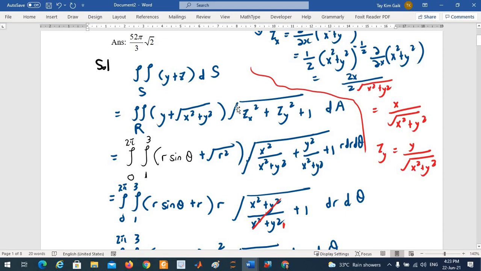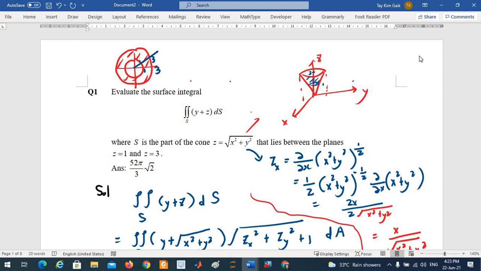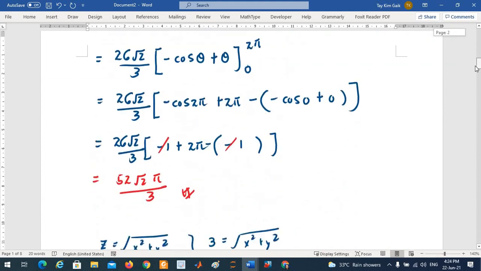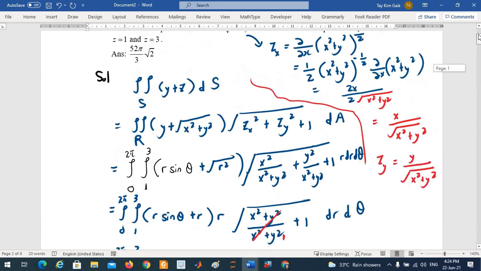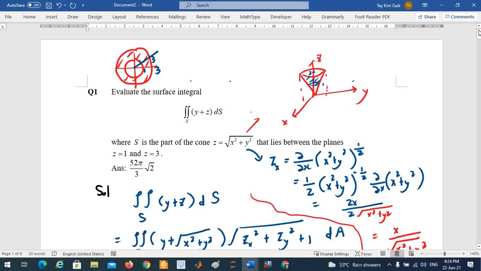Because this ds becomes dA over region R. So the surface area here, the cone from z1 to z3, if you project, you will get the donut area because it's bounded from z1. Plug in z1, you solve it, r is 1. Z3, you solve it, r equal to 3. That's why the region R is bounded by r from 1 to 3 and it's a full circle. It involves 4 quadrants, so theta 0 to 2 pi.